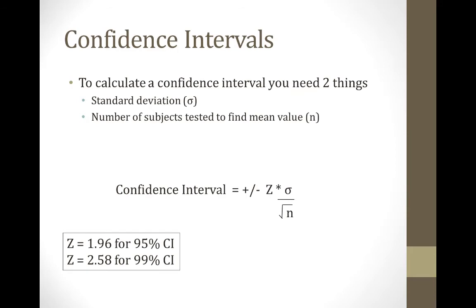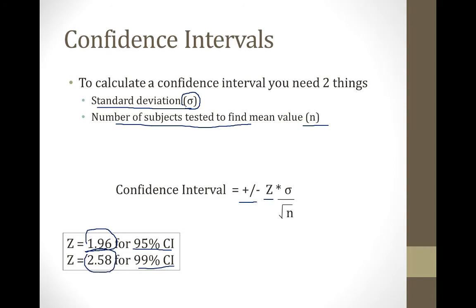So let's talk about where they get that number from. To calculate a confidence interval, you need two things. You need to know the standard deviation of your sample data set, and we represent that by the Greek symbol sigma. And you need to know the number of subjects tested to find the mean value, and that's n. So the confidence interval is going to be plus or minus z times sigma over the square root of n. And z is almost always 1.96. Most people report the 95% confidence interval, and for 95% confidence interval, z is 1.96. If you want to do the 99% confidence interval, which is rarely done, you would use 2.58 instead of 1.96.